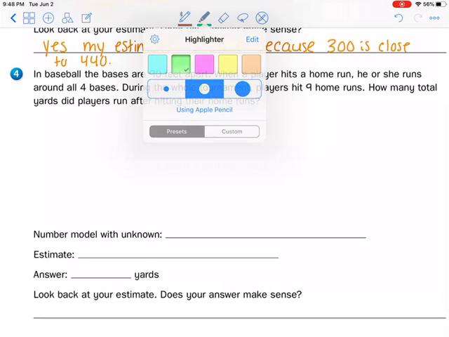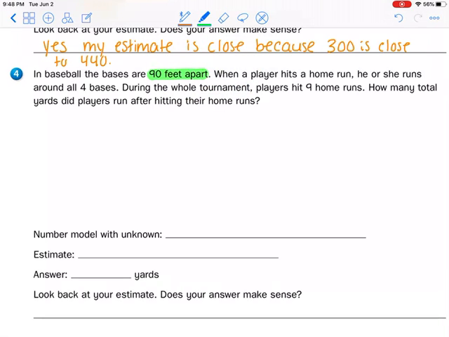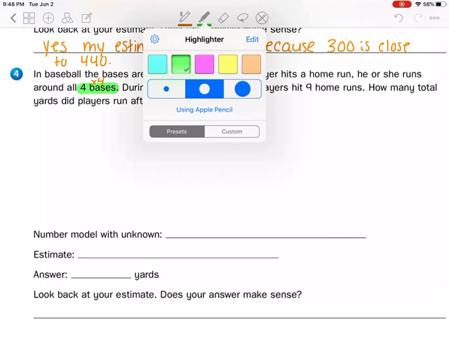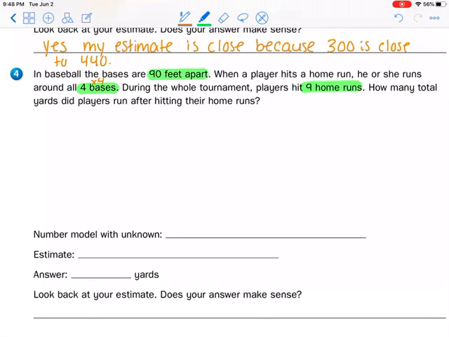So let's highlight the important information. The bases are 90 feet apart. When you hit a home run, you run around all 4 bases. So this is times 4. During the whole tournament, players hit 9 home runs. How many total yards, and I'm going to put 2 underlines under yards, did each player run after hitting their home runs? Okay, so what you have to do is figure out how many feet is 1 home run, and then you're going to multiply that times how many home runs they hit, and then divide that by how many feet are in a yard.